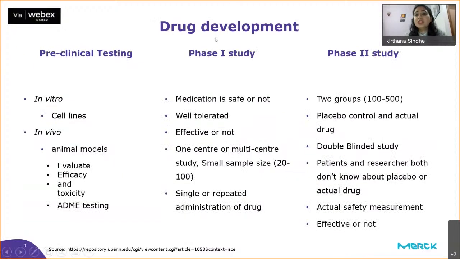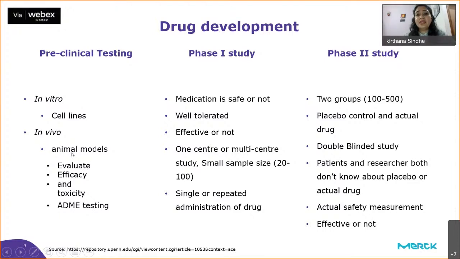So now if we come into the drug development part, you will see preclinical testing, which generally happens either in vitro or in vivo. In vitro is where you conduct studies in the labs in cell lines. In vivo is in the animal models. These are the closest to the human. Why do we do it in animal models? Because your next phase of study is in humans. So before you put your new drug into humans, it's very important to see how it works on animals.